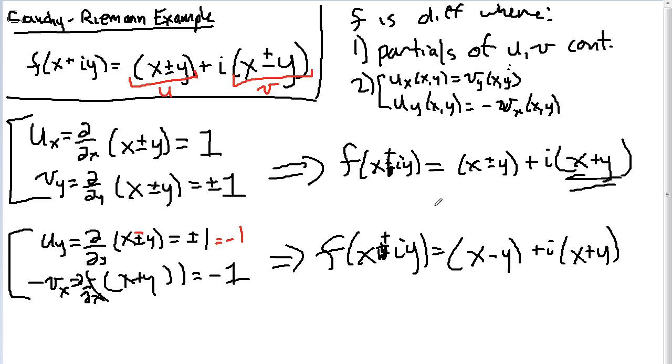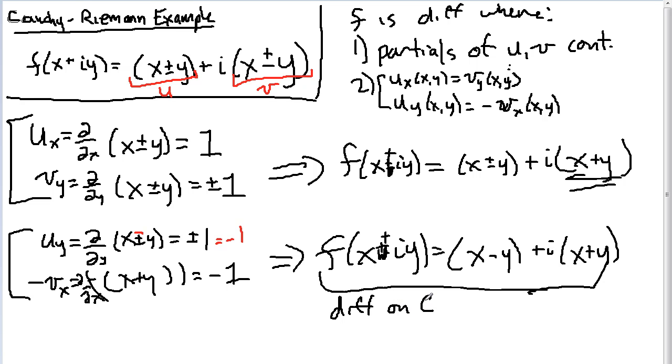And if we do this, the partials are always going to be continuous because they're always equal to either 1 or minus 1. Ux is always equal to vy because they're both always equal to 1. Uy is always equal to negative vx because they're both always equal to negative 1. So they always hold. So this is actually differentiable everywhere.